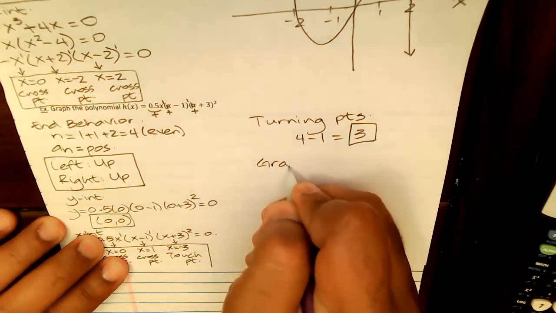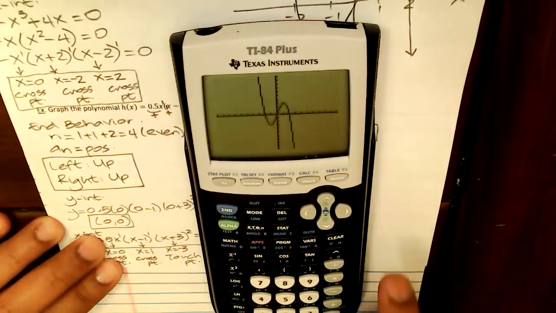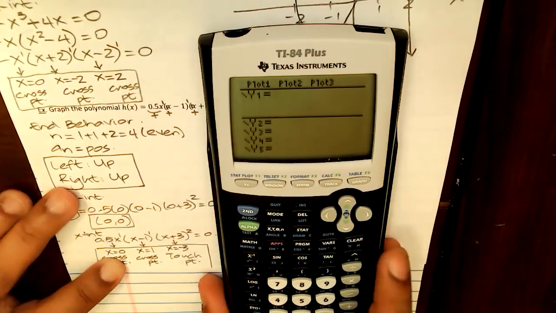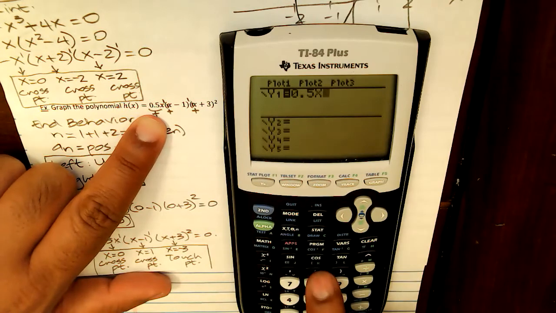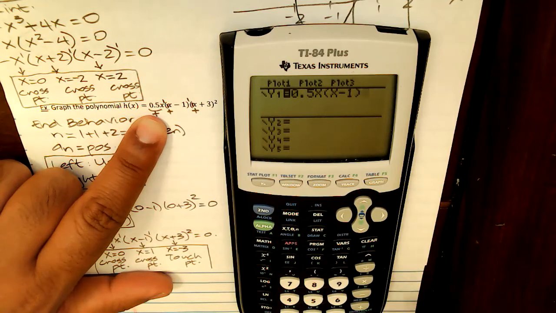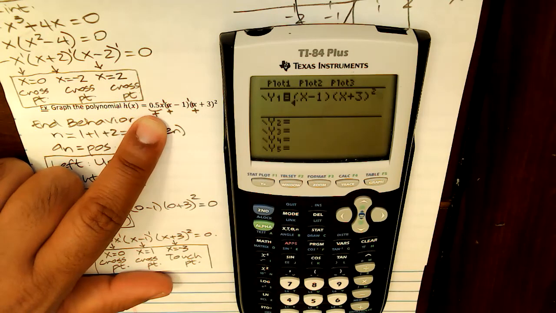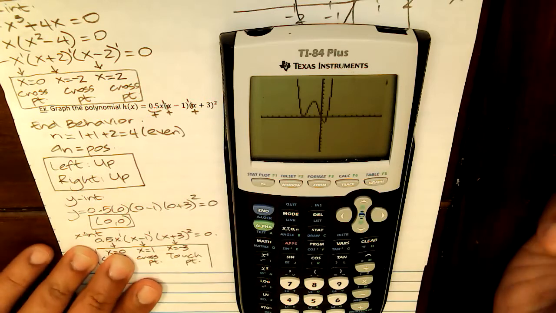So now I'm going to actually graph it. We will do that, like I said, on the calculator. We're going to go to y equals, and I'm going to enter my function: 0.5x, parenthesis, x minus 1, close parenthesis, another parenthesis, x plus 3, close parenthesis, squared, and we hit graph. Let's confirm.